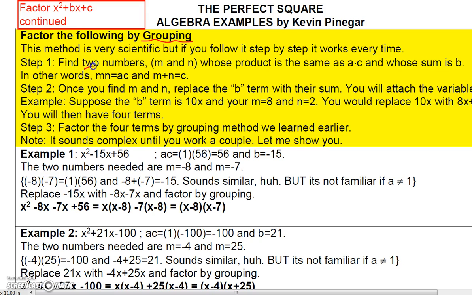You want to find two numbers, and we'll call them m and n. And for those two numbers, we want their product to be the same as a times c. When I say a times c, I'm talking about the a up here, which is 1, and c would be whatever this number is. But the other thing that has to be true about m and n is that their sum has to be equal to b. So their sum has to be this coefficient. Okay? Now this will make more sense once you see an example.